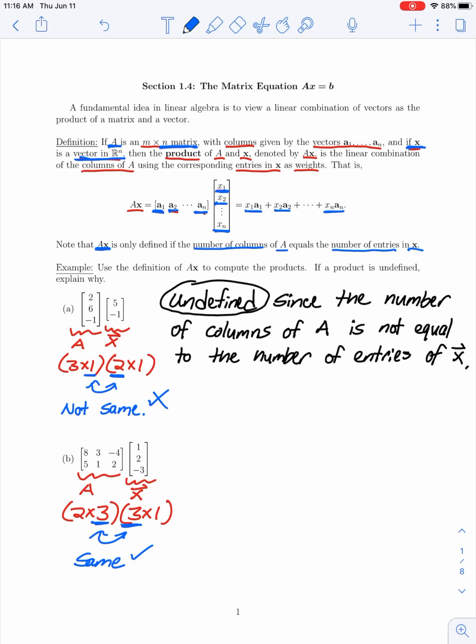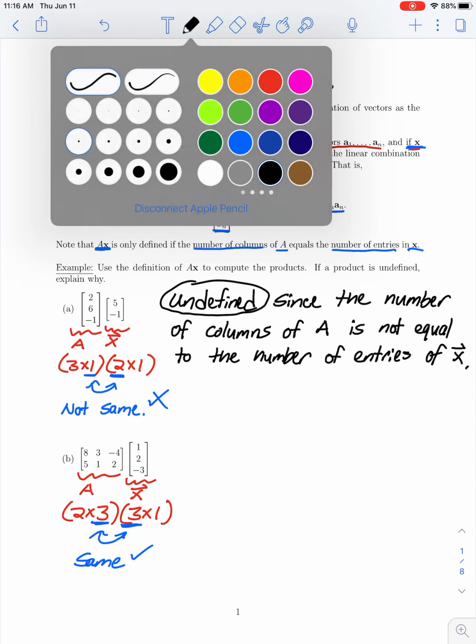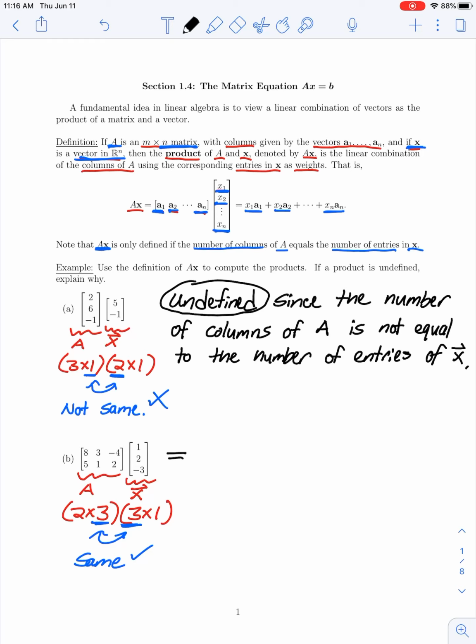Now let's think about how this product is defined. Using the definition that we saw above, this product is defined as a linear combination of the columns of A with the weights given by the entries of x. So our first entry of the vector x is 1, and that is the weight for the first column of A, which is the vector 8, 5.